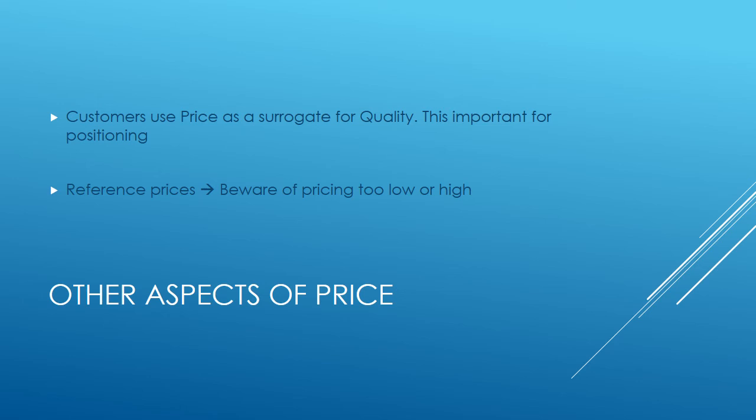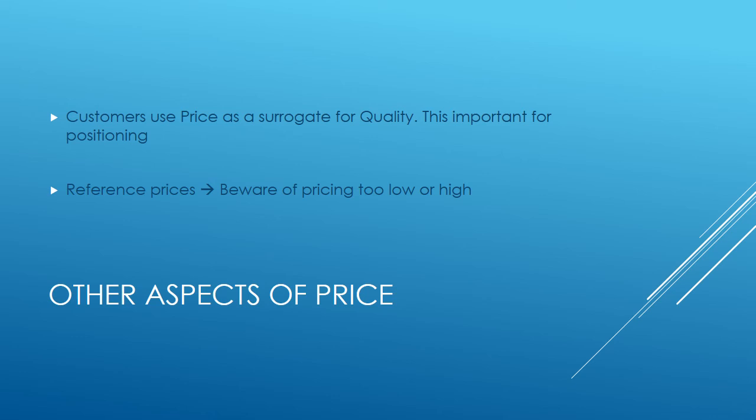Some other aspects of price. Understand that customers use price as a surrogate for quality. This is important for positioning. If you think about saying, well, we have the best, ours is the best golf course in town. Well, if mine is the best golf course in town, the price should reflect that. You can't say I have the best golf course in town and then charge the lowest rate, because customers who don't know anything else about the golf course get some sort of a notion of how good the golf course is by price.